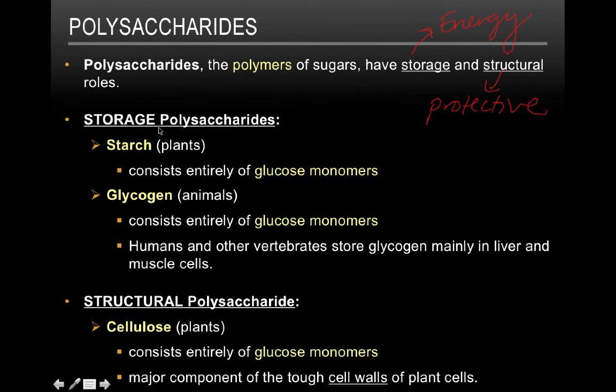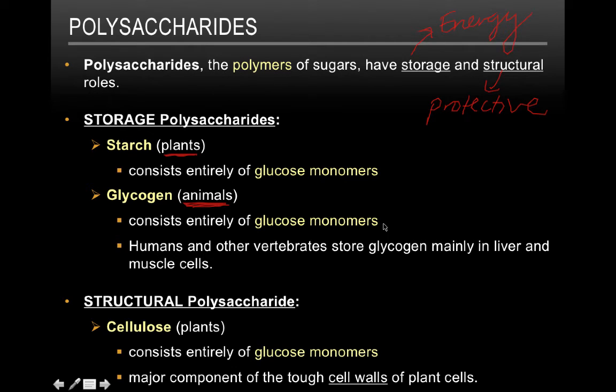Some examples of important polysaccharides are shown on the slide. First of all, energy storage polysaccharides that you need to know. Starch is one example. Starch is a polysaccharide made by plants, and starch is built entirely of glucose monomers that have been joined together by dehydration synthesis reactions. Glycogen is another polysaccharide made by animals, such as us. Glycogen, like starch, consists entirely of glucose monomers joined together by dehydration synthesis.